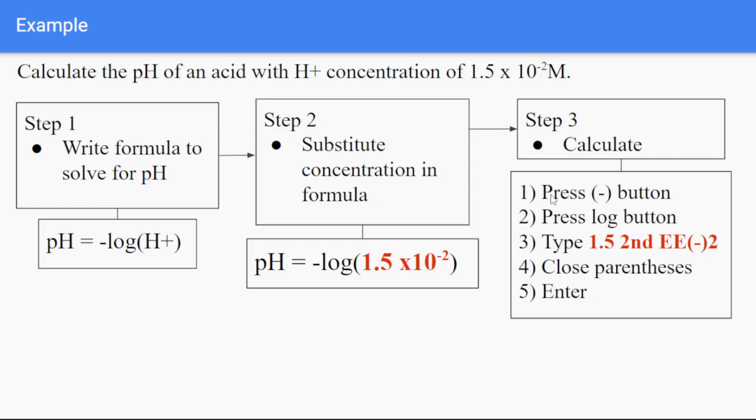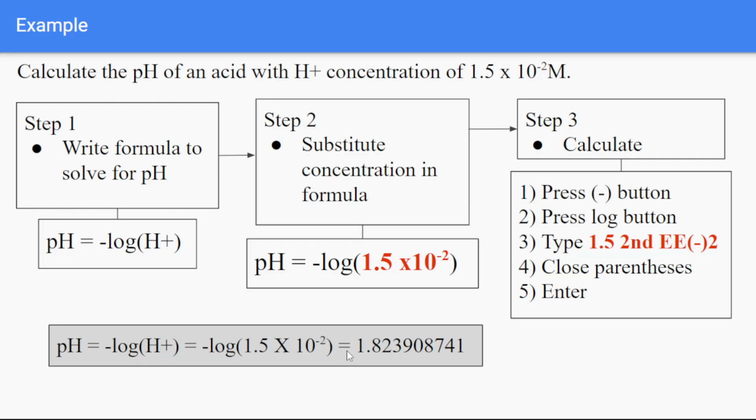So first thing you want to do is press the negative button because this is the negative log. Then press the log button and then type in your concentration. Now this is going to be scientific notation typically, but not always. Then you close your parentheses and you hit enter. Now you're going to get a number and you have to round correctly. And so you notice right here, there's a lot of decimal places there.